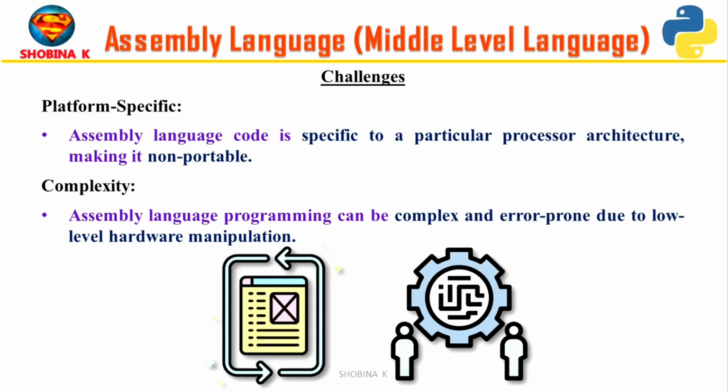Assembly language programming can be complex and error-prone due to low-level hardware manipulation. So it increases the difficulty of debugging and understanding code, potentially leading to more errors. And these are the characteristics, use cases, and challenges of assembly language. Now let's see the high-level language.